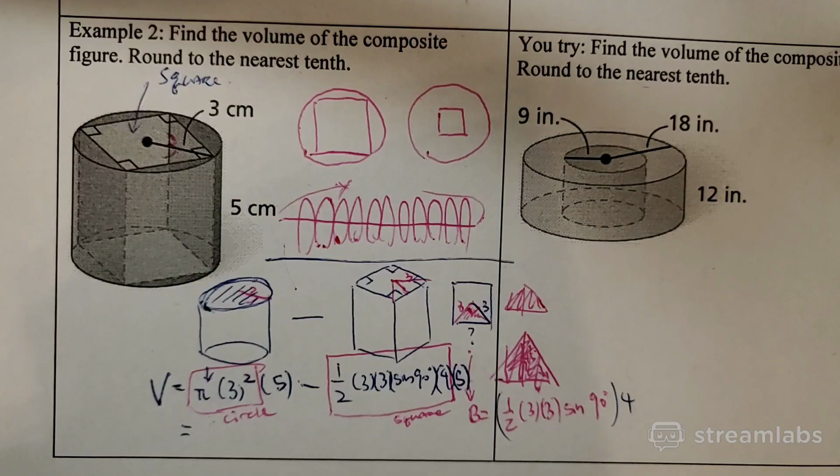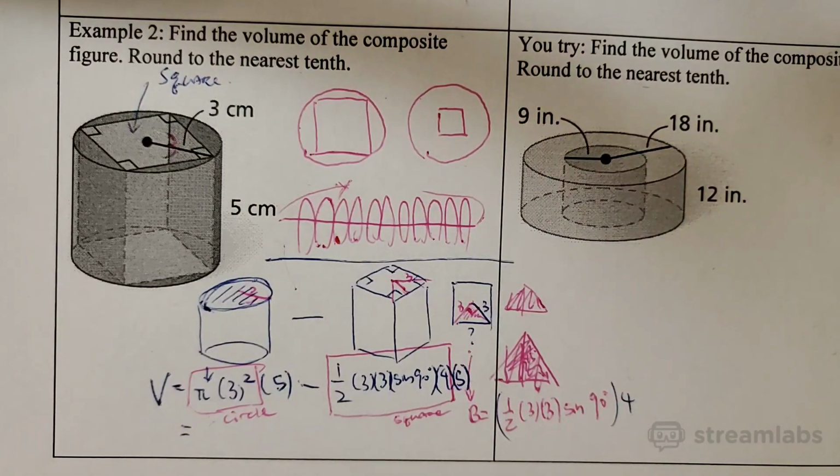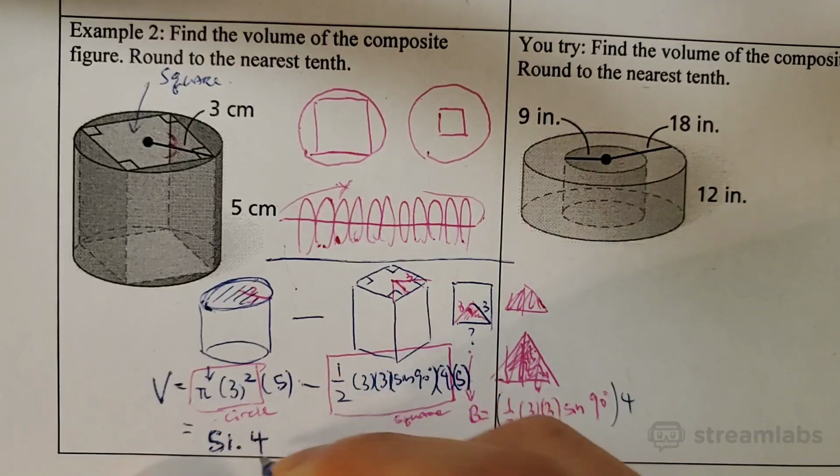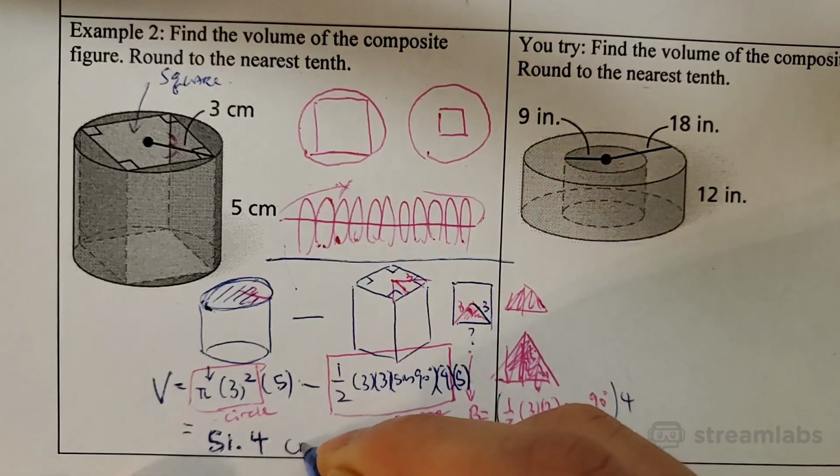Minus... 51.37. So Thomas, you're right. Nearest tenth, so 51.4. Very nice.